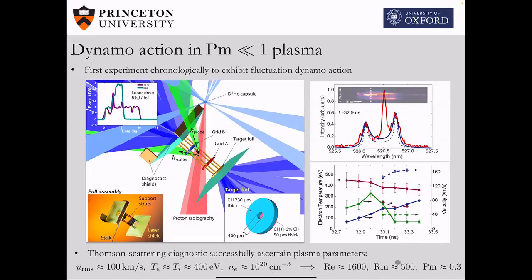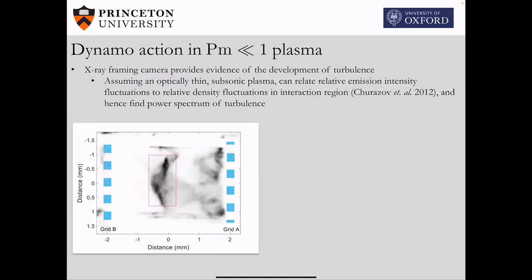Then putting this into fluctuation-dynamo-relevant parameters, assuming this plasma is a two-ion-species collisional plasma, and I'll come back to this assumption, one can infer the fluid and magnetic Reynolds numbers and the Prandtl number. One finds in this first experiment that typically the fluid Reynolds numbers were of the order of 1,500 to probably 2,000, magnetic Reynolds numbers about 500, and Prandtl numbers about 0.3. I should point out, and I'll come back to this, that this should probably be thought of as an upper bound for this experiment in terms of the values obtained of this magnetic Prandtl number. So that evidence shows that we have managed to form a plasma, but it's in the low Prandtl number regime.